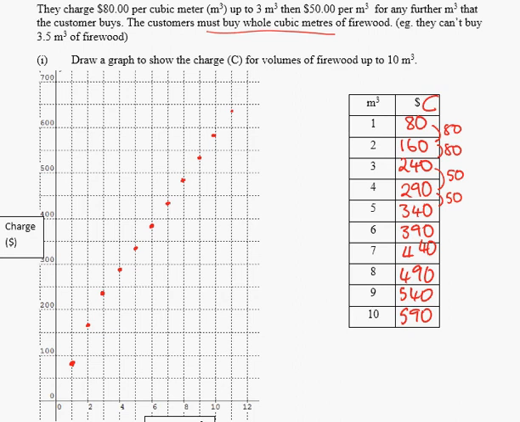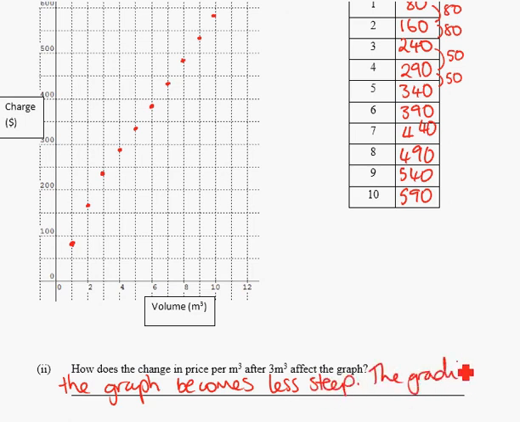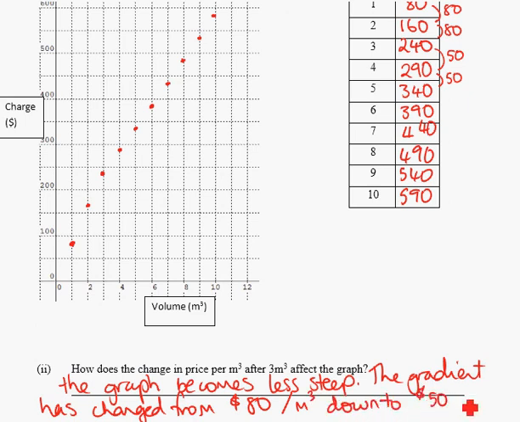So for part 2, it says how does the change in price per cubic metre after that affect the graph? The graph becomes less steep. The gradient has changed from $80 per cubic metre down to $50 per cubic metre, and the graph becomes less steep.